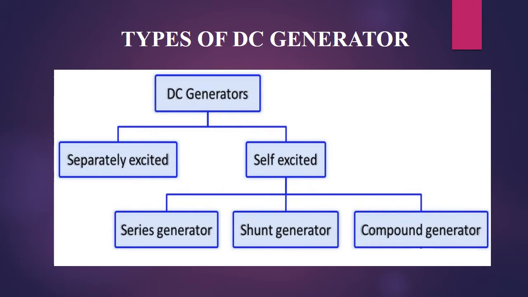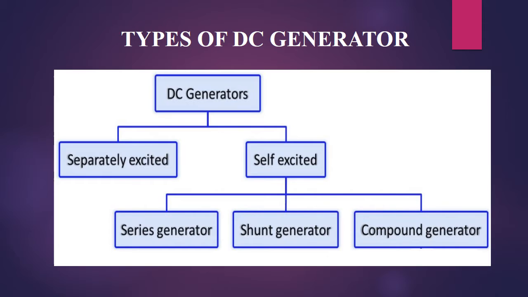The shunt field winding has a larger number of turns made of thin wire. It has high resistance. Therefore, a small amount of current flows through the field winding and a large amount of current flows through the armature.